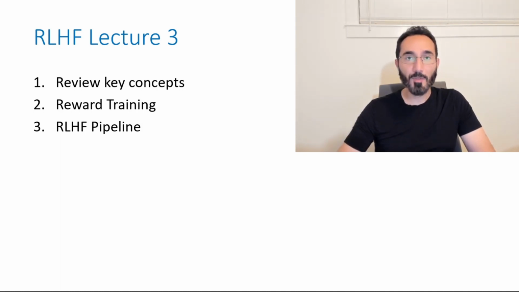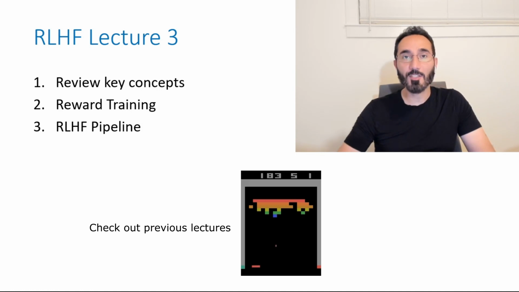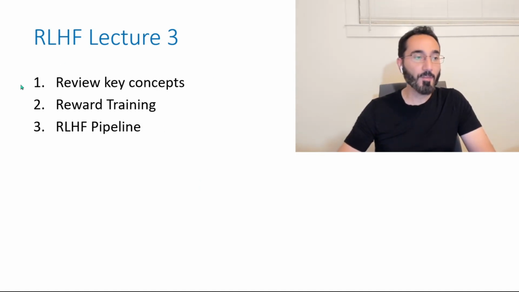In this lecture, we use the material we learned in lecture 1 and 2. Here is the overview of the lecture. We first review the key concepts. Secondly, we train a reward function. And finally, we will go over the RLHF pipeline from scratch. So let's get to work.